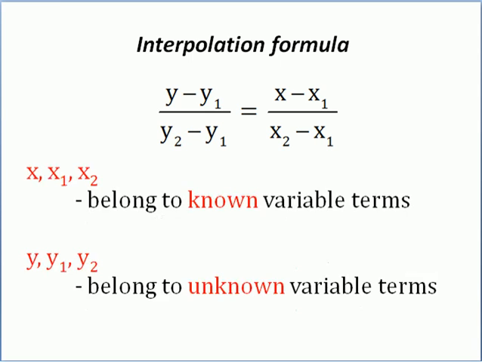These x, x1 and x2 belong to known variable terms. That means some value will be given and we have to find some unknown against those knowns. So x, x1 and x2 belong to known variable terms and y, y1, y2 belong to unknown variable terms. Let's see some examples to get a clear picture of how to do interpolation.